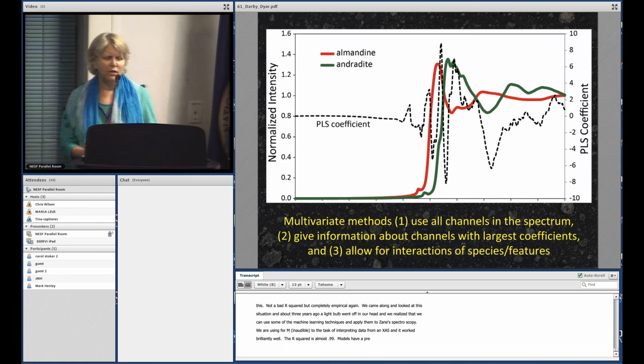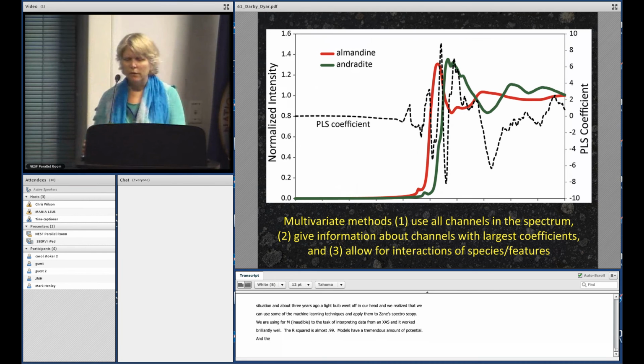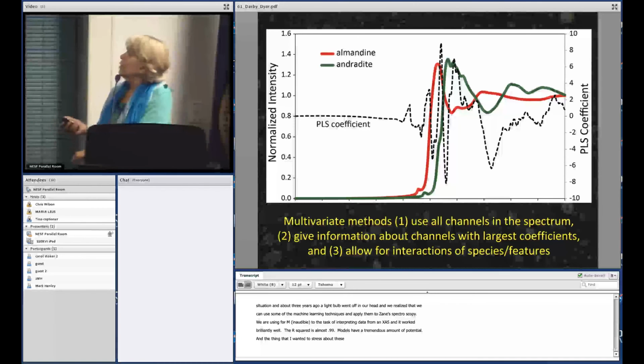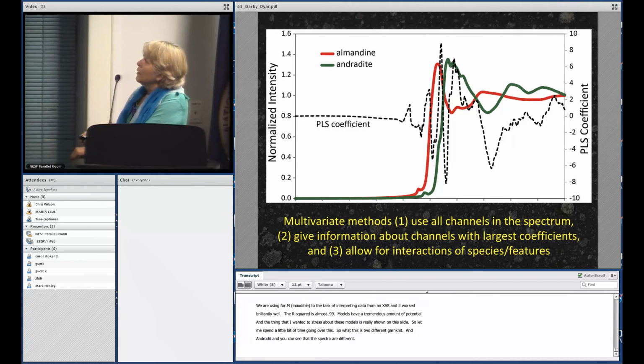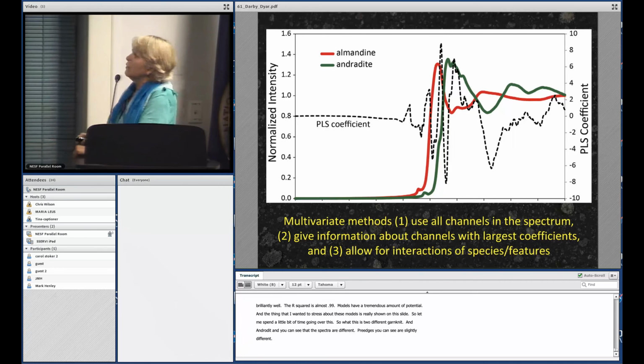And the thing that I wanted to stress about these models is really shown on this slide. So let me spend a little bit of time going over this. This is two different garnet spectra. Again, almandine, which is the ferrous end member of garnet, and andradite, which is the ferric end member of garnet. And you can see that the spectra are different. The pre-edges are slightly different. The ferrous one has a higher energy peak than ferric. So this is sort of the first area of the spectrum where people looked. And surprisingly, almost all of the literature for iron XANES uses only the pre-edge region and ignores everything else.